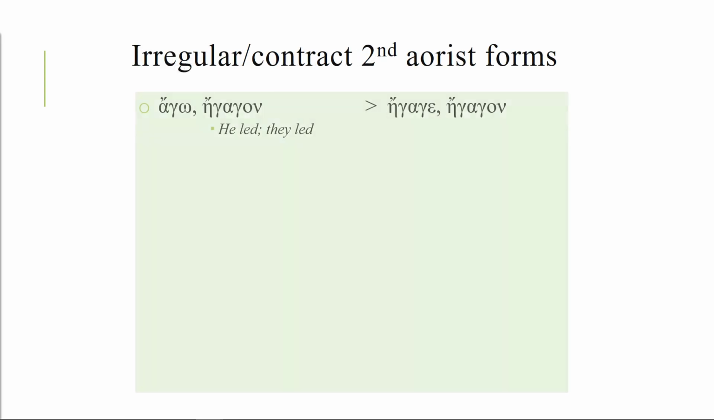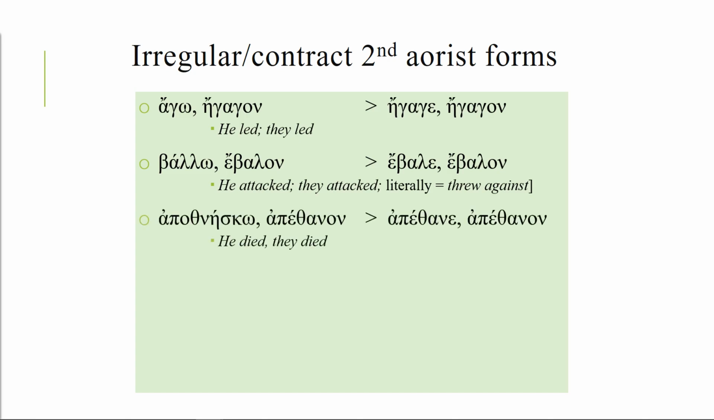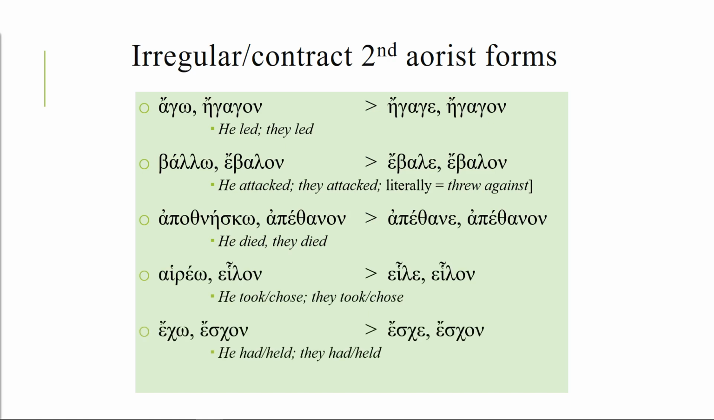We get some very irregular things happening in the second aorist. Ago does something that we call reduplicating. It doubles this consonant in the stem, so it becomes egage and egagon, to lead. Balo, on the other hand, loses a vowel. So balo becomes ebalon. So the only way to tell it apart is there's only one lambda in it. To attack, to throw, or if you throw against, you attack something. Apothnesco, again, shortens itself to apothano. Hyreo becomes hylon. That's totally different. Echo becomes eskon. Again, looks pretty odd. It seems to have flipped around, but some linguistic things are going on there.